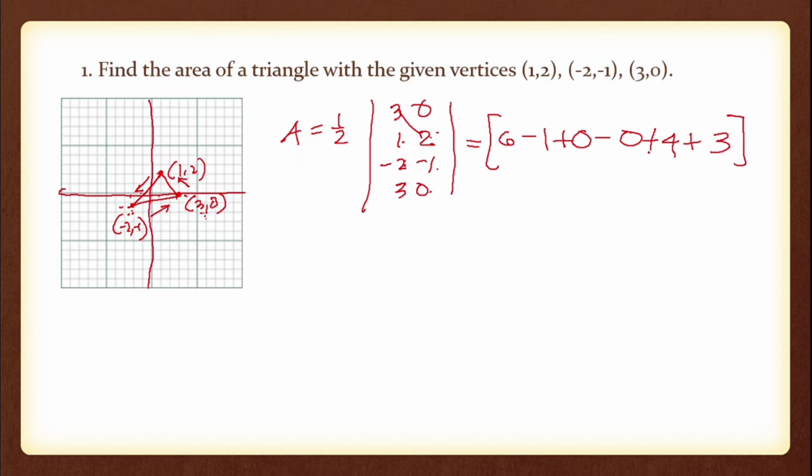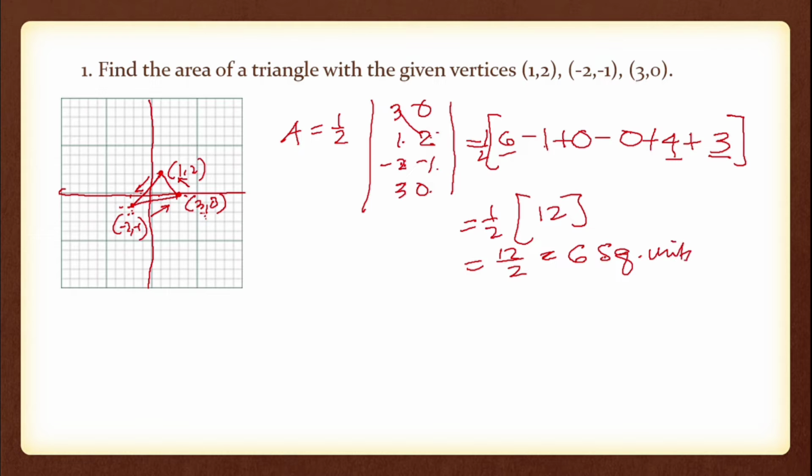Since the result is negative, you change the sign and proceed to addition. So A is 1/2 times 6 plus 4 plus 3, that is 13, minus 1, that is 12. So 12 divided by 2 is 6. The area is equal to 6 square units.